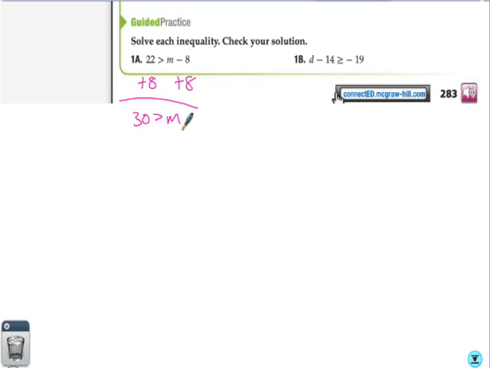So m is less than 30. So that's it. Let's take a look at 1b. What am I going to add to both sides? Add 14 to both sides. Very good. And we have d is greater than or equal to negative 19 plus 14. All right. I was nervous on that one. Okay, that's it. Just adding to both sides of an inequality.